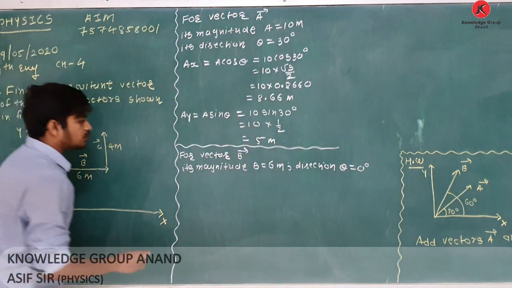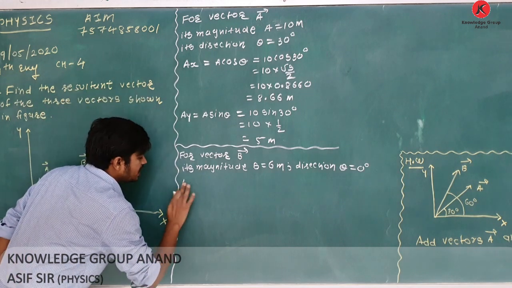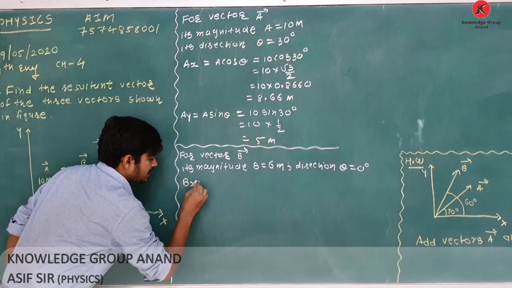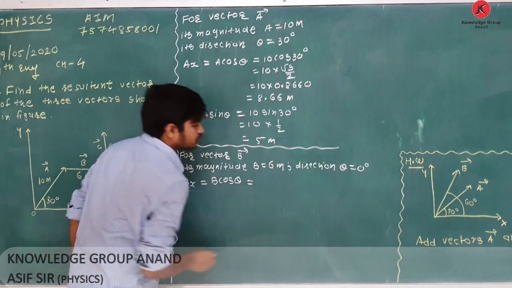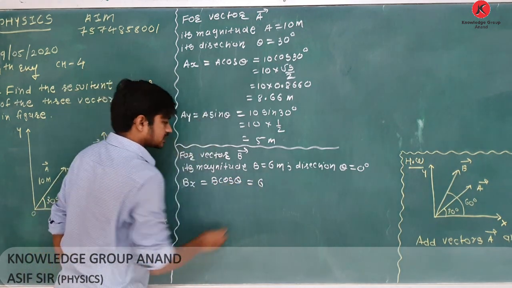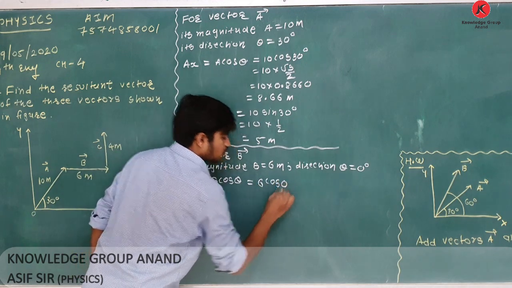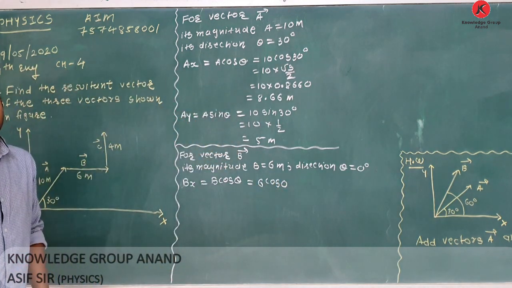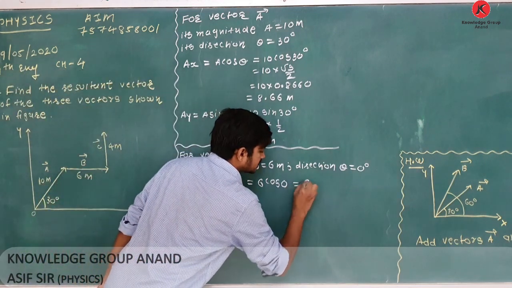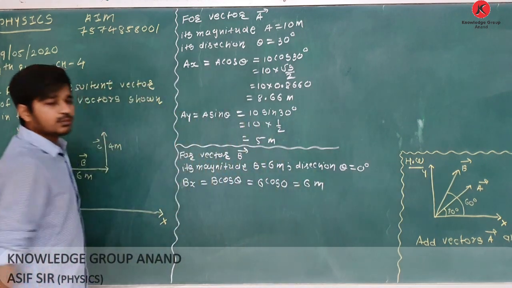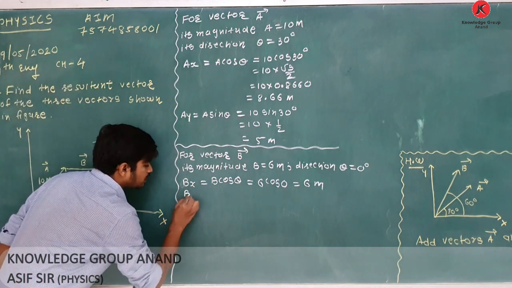Okay. Now its two components. See, Bx. How to find Bx? Bx is equal to B cos theta. What is value of B? B is 6 cos 0. What is value of cos 0? Yes, cos 0 is equal to 1. So its answer is only 6 meter. Clear about this? Okay.